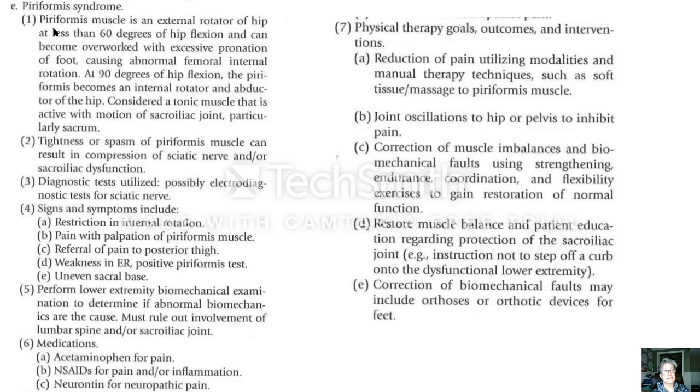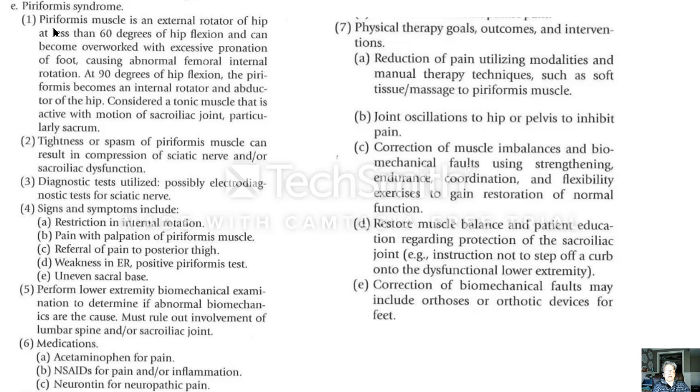At 90 degrees of hip flexion, the piriformis becomes an internal rotator and abductor of the hip. So when the hip is at a 90-degree angle, the piriformis is an internal rotator and an abductor. It's considered a tonic muscle that is active with motion of the sacroiliac joint, particularly the sacrum. Tightness or spasm of the piriformis muscles can result in compression of the sciatic nerve and/or sacroiliac dysfunction.